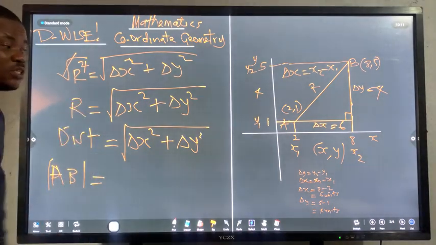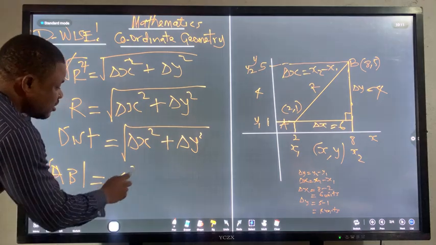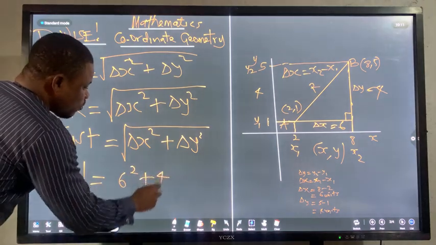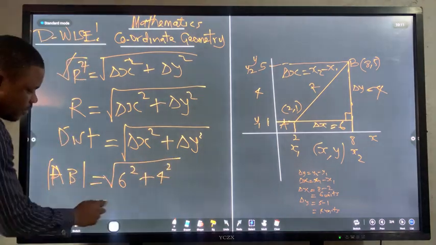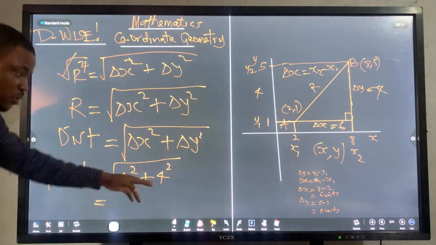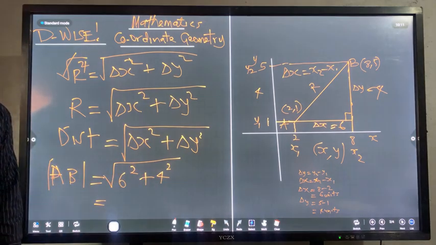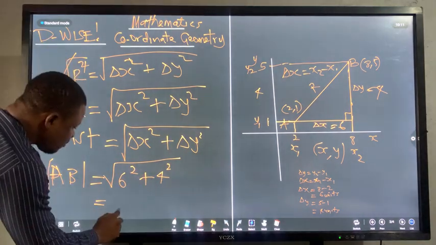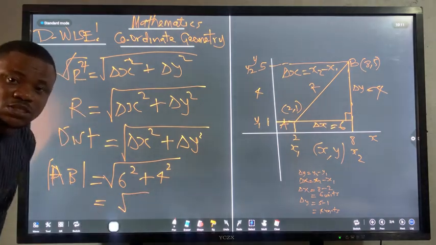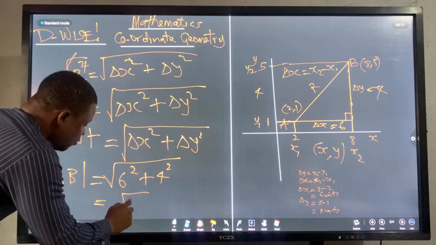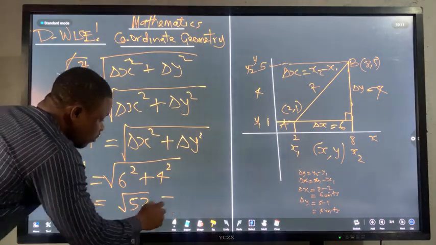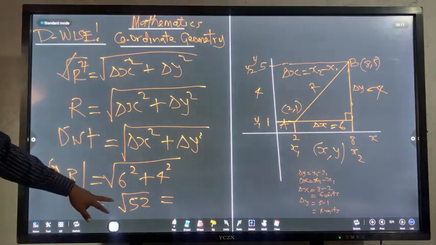What is change in x squared? We'll go 6, right? 6 squared plus 4 squared, or rather, square root. So I'm getting 36 plus 16. 36 plus 16 is 52. It took you that long. Thank you. So I have root 52.